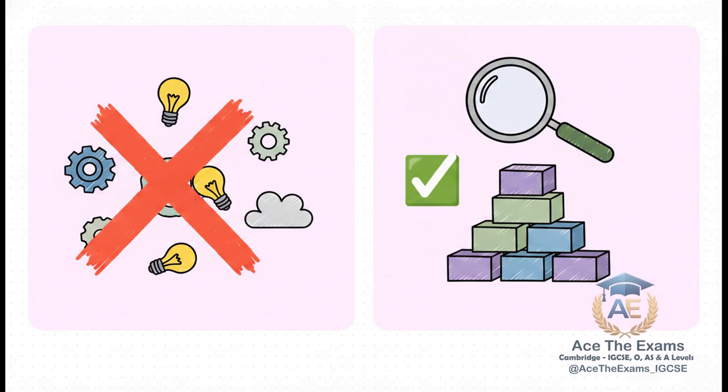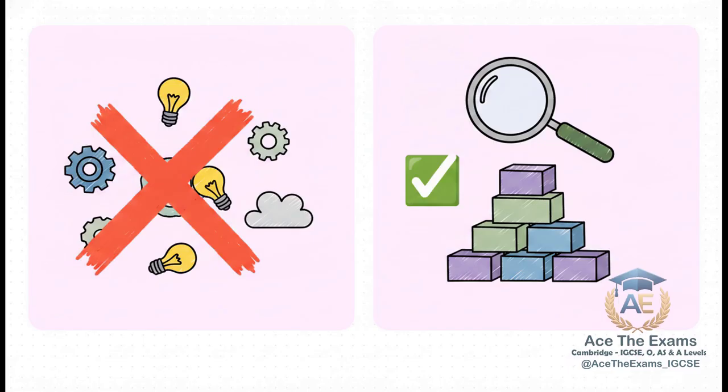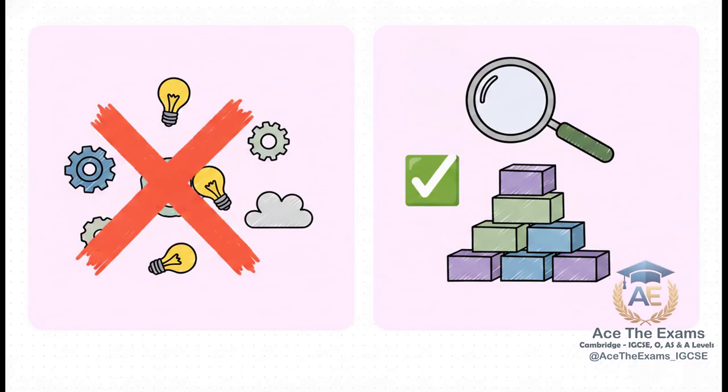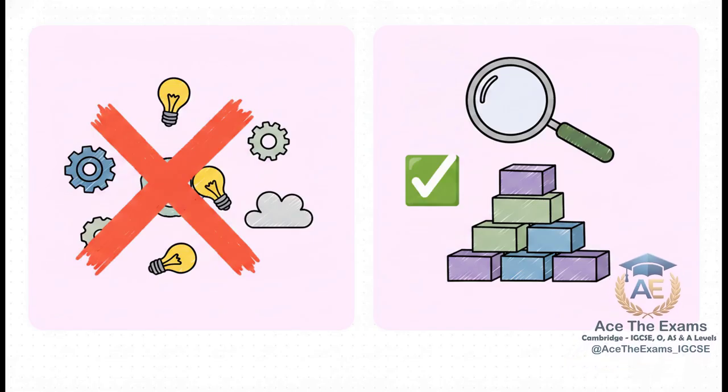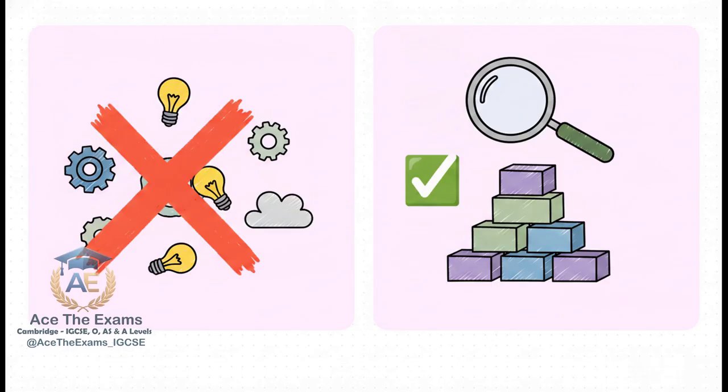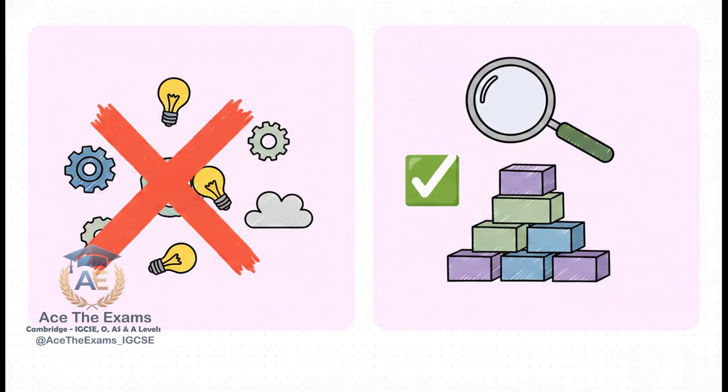They use frameworks, like the PEEL framework: point, evidence, explanation, and link. They make a solid point, they back it up with evidence from the given code or scenario, they explain the computer science theory behind it, and they link it directly back to the question asked.